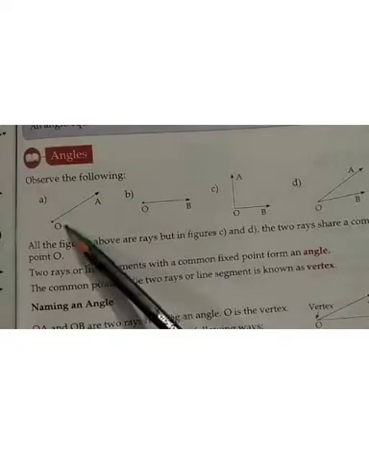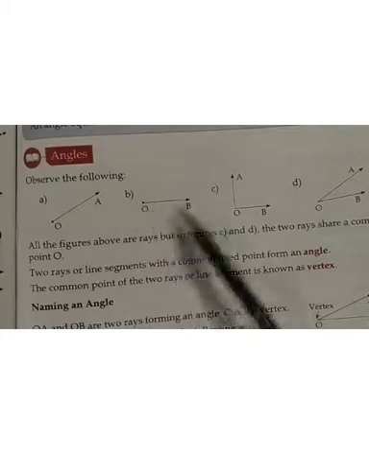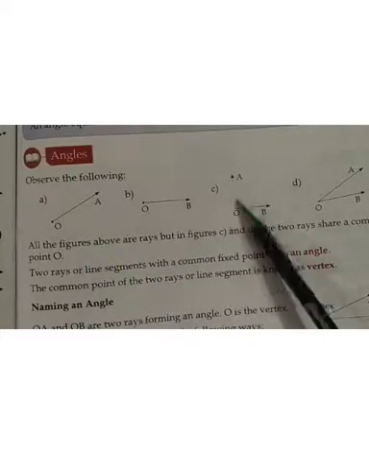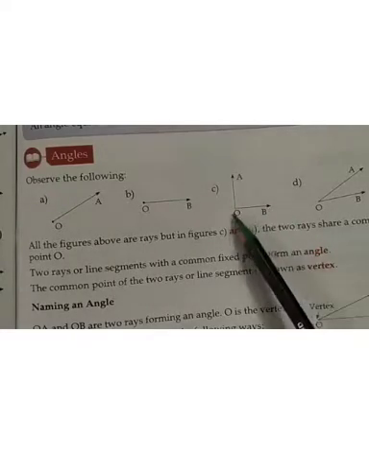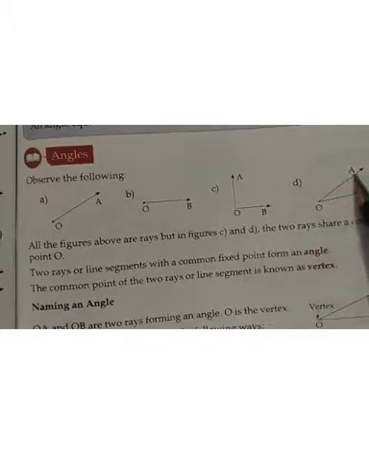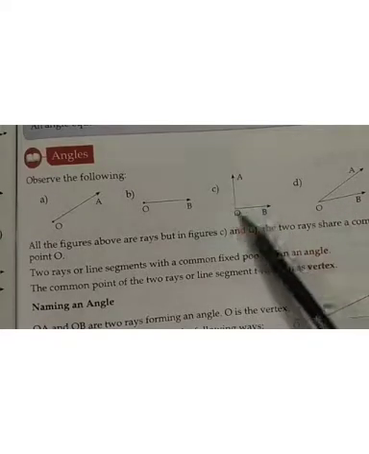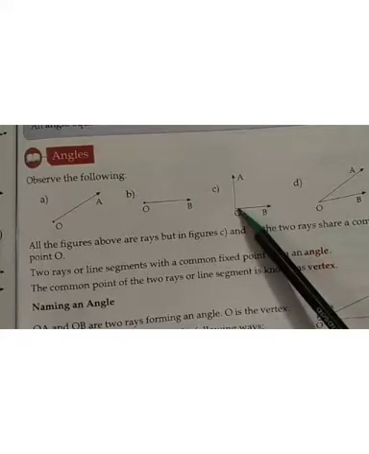Our next topic is angles. You observe here, OA is a ray and OB is a ray. OA and OB meet at O. Both rays have a common point. Then this forms angle AOB. Both rays OA and OB have the same end point, that is, O is the common point to OA and OB.